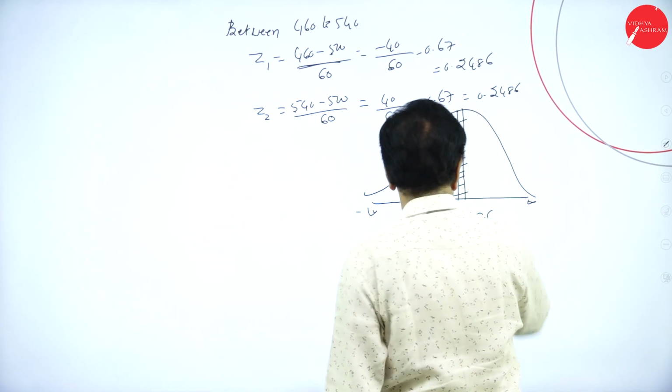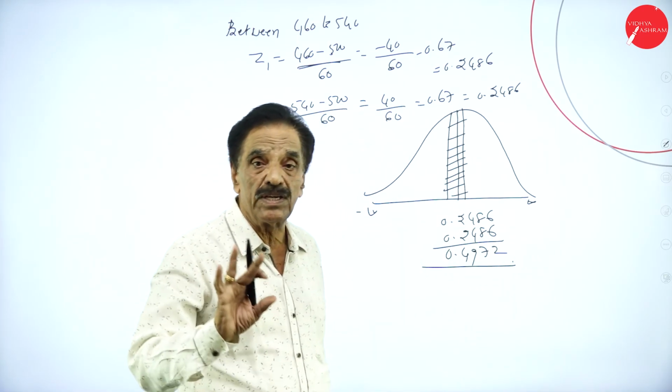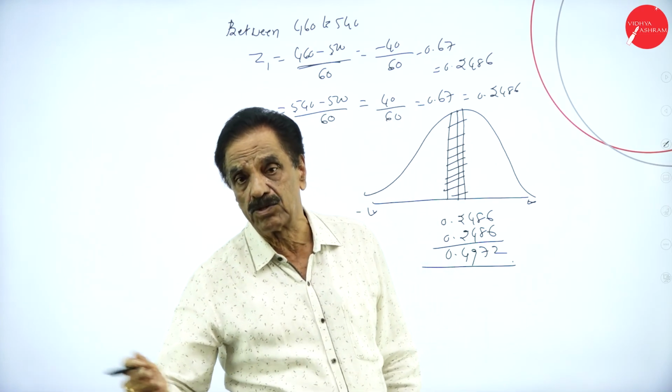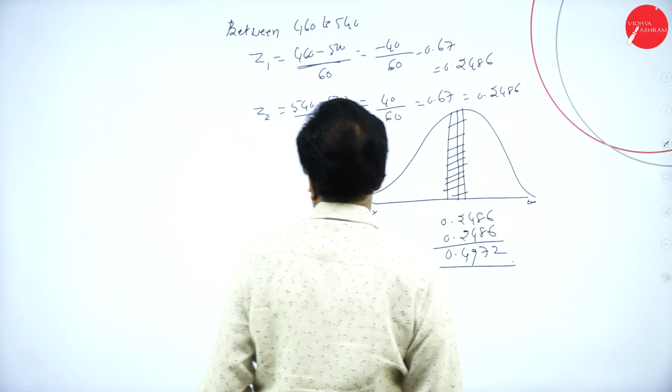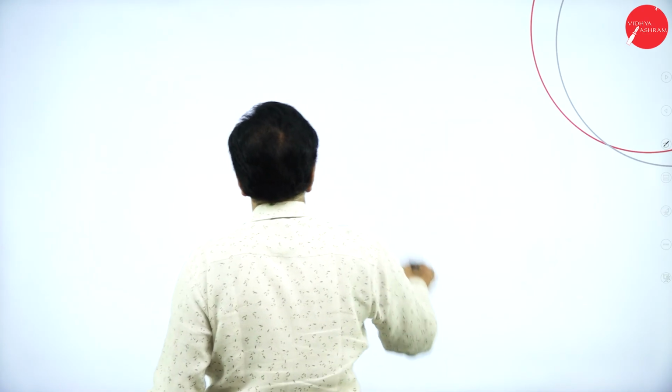0.4972. So if both the figures, one on the left side and one on the right side, both the figures should be added. Don't deduct from one. If you come on the right side, deduct from the one. If you come on the left side also, deduct from the one. Last one. More than 680.